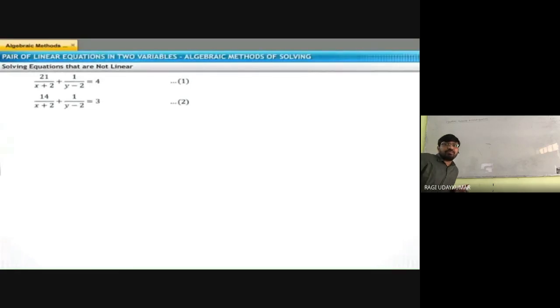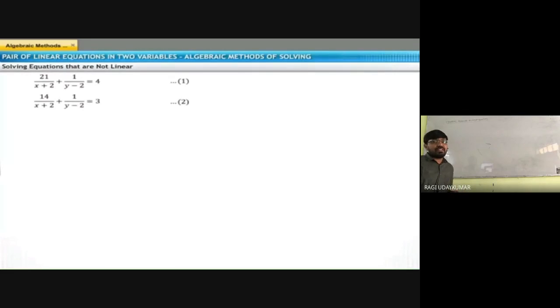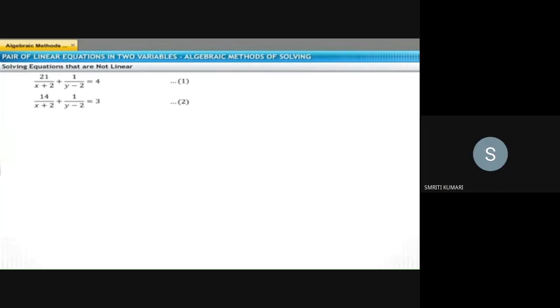Is it visible to you? Yes. The given equations are not linear equations. Why are they not linear equations? Can you say? Sir, because whenever the variable is in product form or in the denominator, with plus or minus signs, that equation will not be a linear equation. So we have to convert it into a linear equation first.